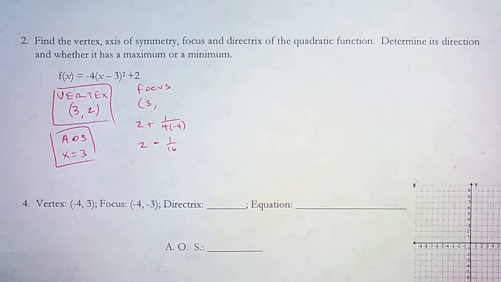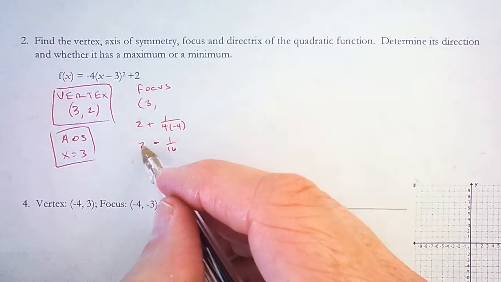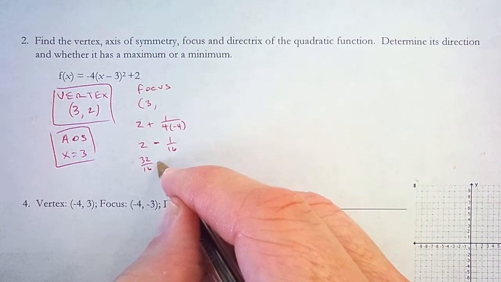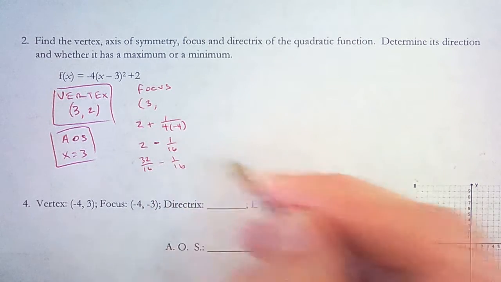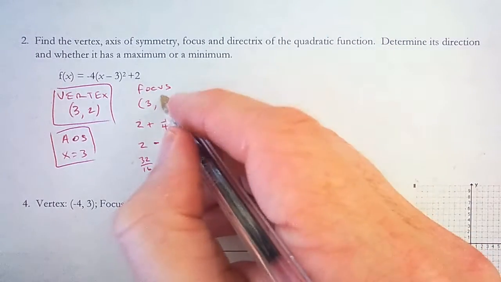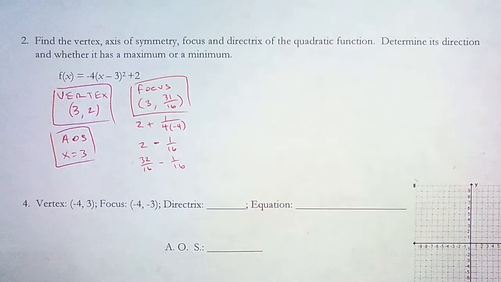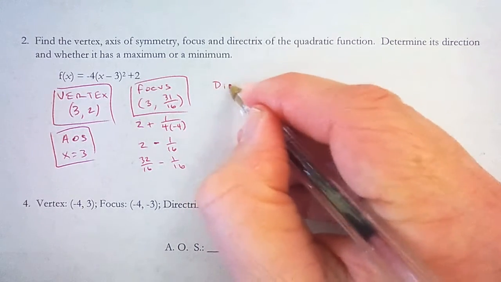so that's really 2 and then plus 1 over -16, which is minus 1/16. I'm going to do this one by hand instead of in a calculator. 2 is the same as 32/16 minus 1/16. That's 31/16. So there's the focus.